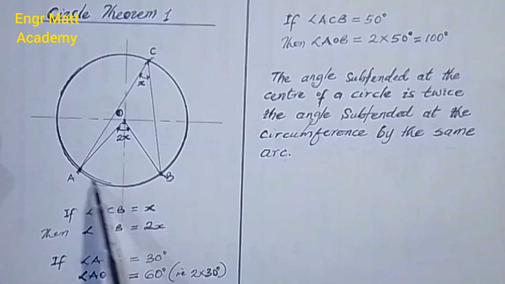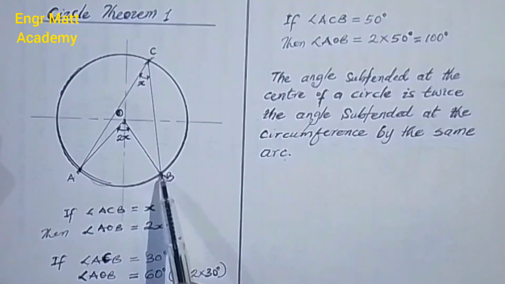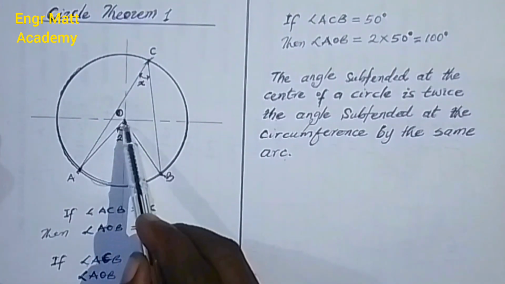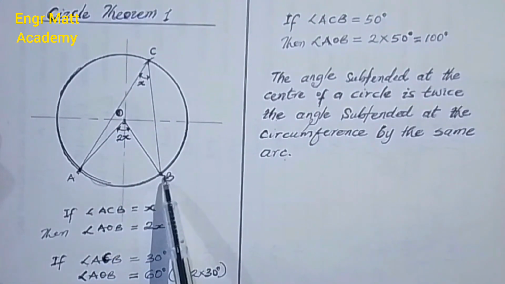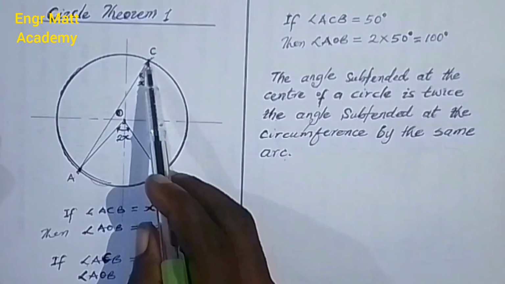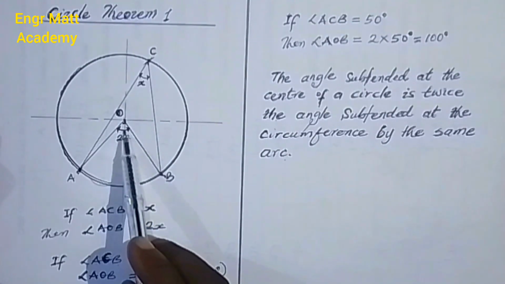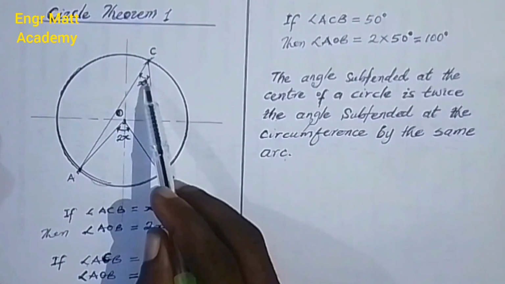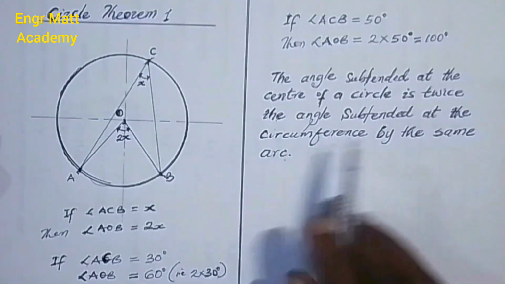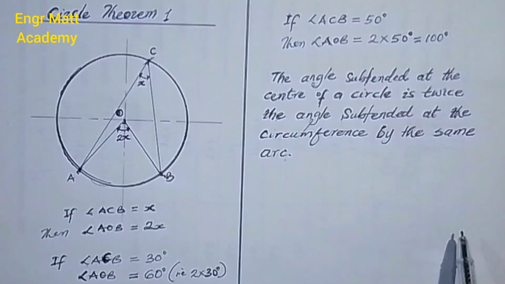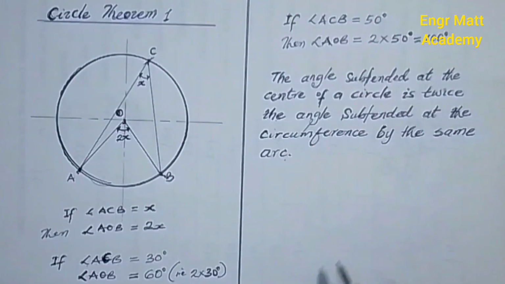AB is an arc, and AB forms an angle at the center of this circle. AB also formed another angle at the circumference of the circle. The value of the angle at the center is 2 times that at the circumference. That is what this theorem is saying. Now let's demonstrate this using some example.